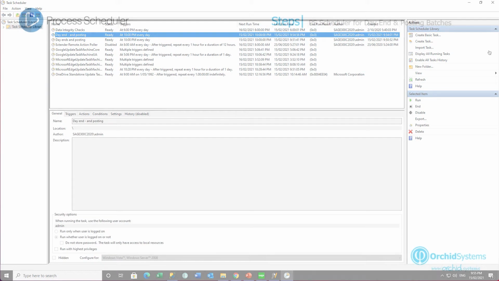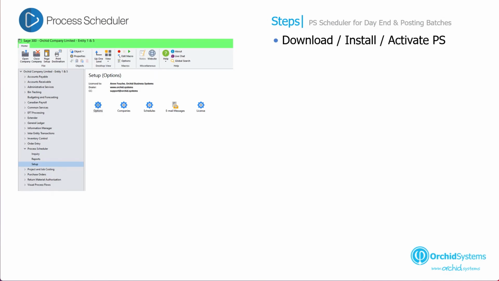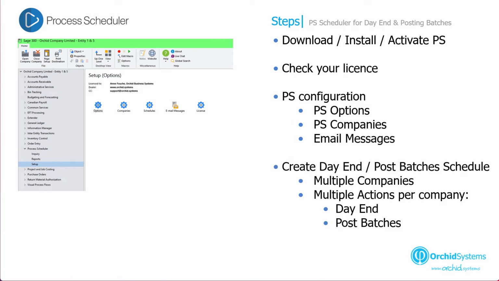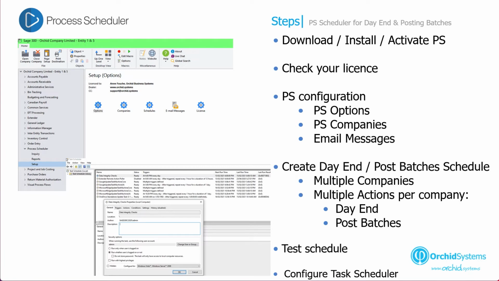every night. We have just seen how to download, install, and activate Process Scheduler, how to check the license. We've run through the configuration of Process Scheduler options, Process Scheduler companies, and the email messages needed. And then we created a day-end schedule to run across 3 companies that ran the day-end and posted the resulting day-end batches. And then we saw how to test the schedule and how to configure the Windows Task Scheduler to schedule this on a set schedule.